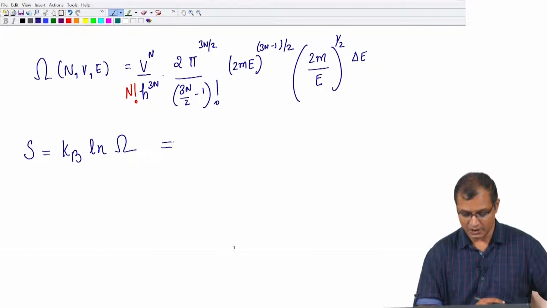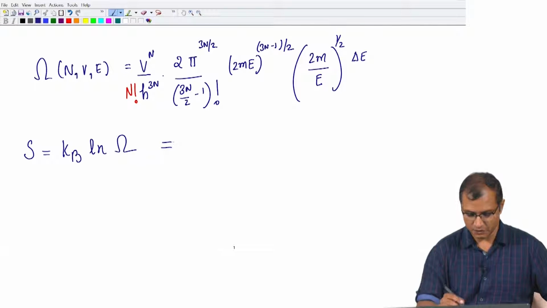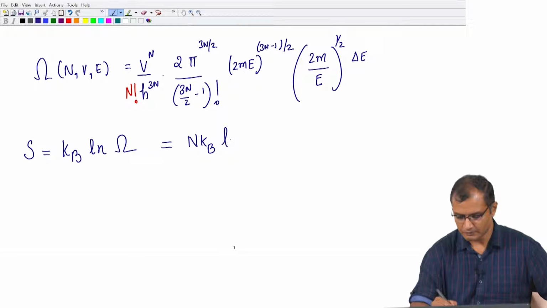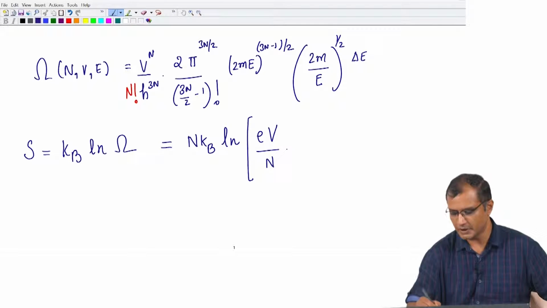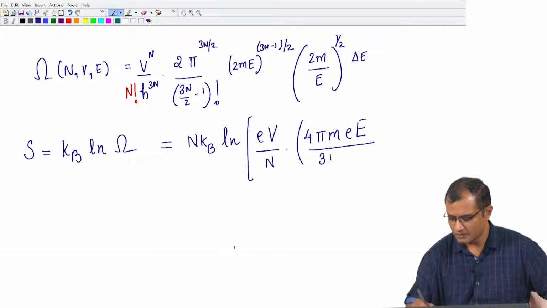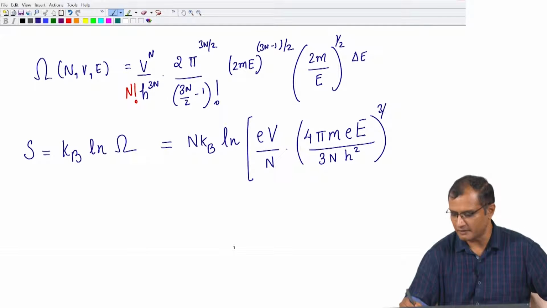and this can be seen very easily if you take logarithms, assuming N is very large. Then you can write it as N kB logarithm of EV over N into 4 pi m e capital E over 3 N h square to the power 3 half.